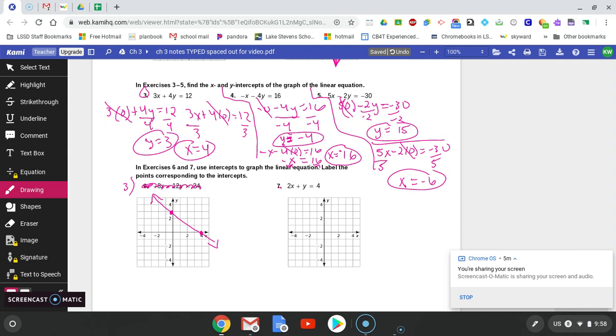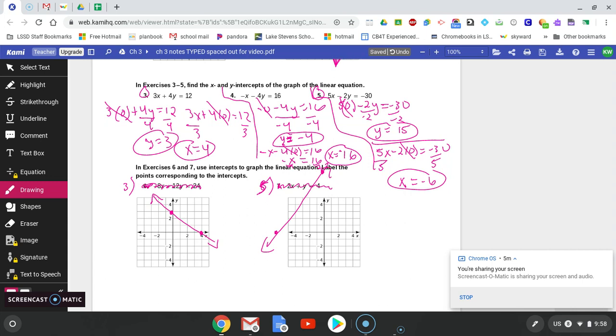Okay, so instead of graphing this one, I want you to actually graph number 5. So that last one we did. So everybody graph number 5. Okay, so I get y is equal to 15, which is going to be way up here. And I got x was -6, which would be over here. And then I can connect those 2 points. And again, I've got my graph.